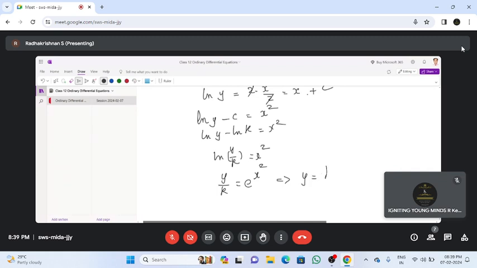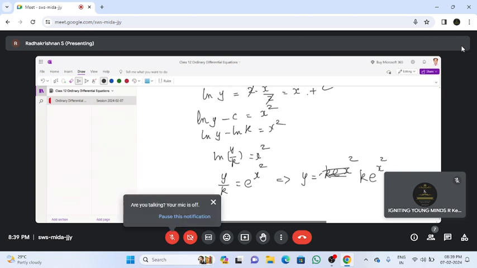So y equal to k into e power x square. Okay, y equal to k into e power x square, or c into e power x square. We can keep this one. Which is your option? Y equal to c into e power x square is option 1, right?